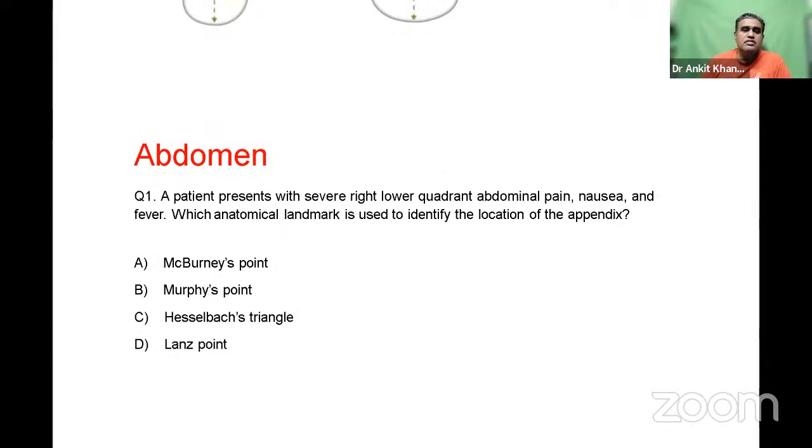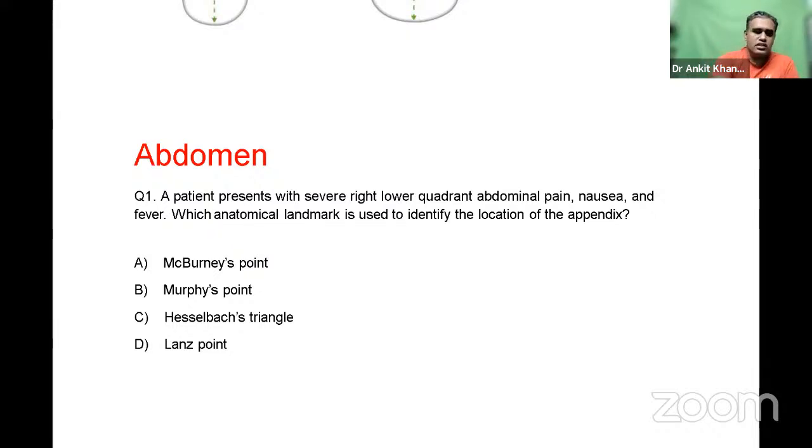Patient presents with severe right lower quadrant abdominal pain, nausea, and fever. Which anatomical landmark is used to identify the location of the appendix? So basically, the question is actually the second line. The first line was just to give you a clinical scenario. So we have options McBurney's, Murphy's, Hasselbach's, and Lanz point.